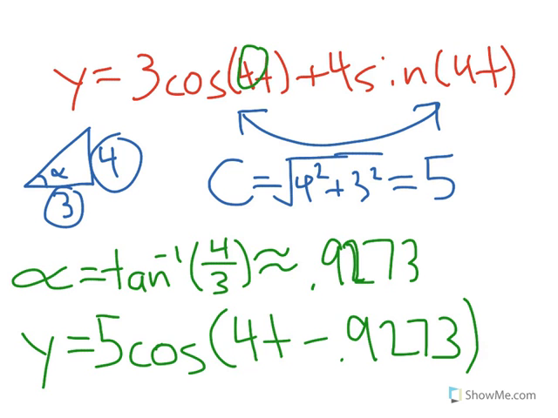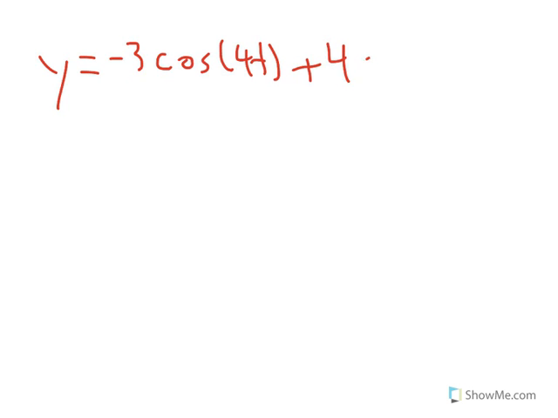Pretty simple. So let me demonstrate now what happens when we change one of the coefficients to a negative. Let me clear this off. Now we can use the same example as before, except instead of 3 for the cosine coefficient, it's negative 3 this time. So negative 3 cosine of 4t plus 4 sine of 4t.